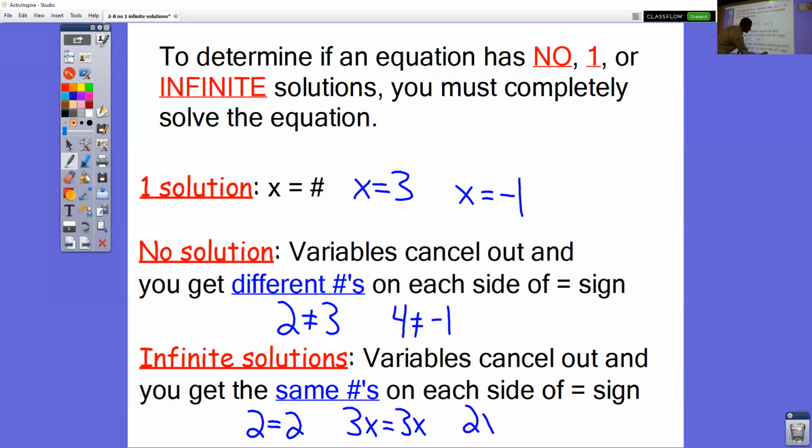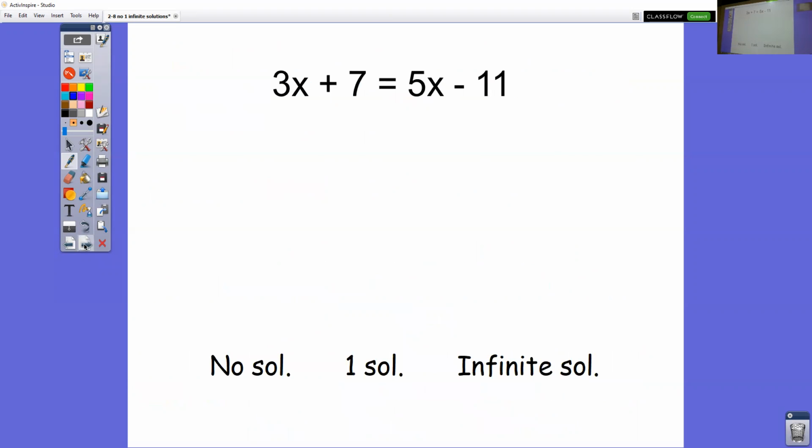You might even get something like this: 2x plus 1 equals 2x plus 1. As soon as you have the same thing on both sides of the equal sign, you know that is infinite solutions. So one solution is just x equals a number. No solutions is all the letters are going to disappear and you're going to have different numbers on both sides, because it doesn't make any sense. No solution doesn't make any sense. Different numbers. Infinite is the same thing on both sides. And we'll talk about what that means in a second.